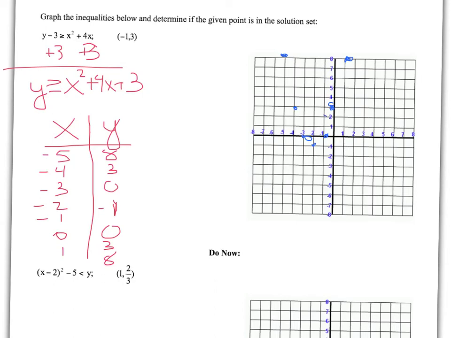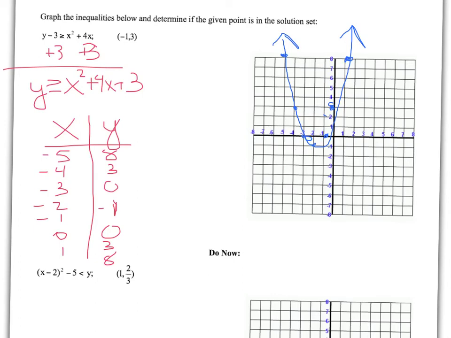Since this symbol is a greater than or equal to, I will use a solid line. So I'm going to connect my dots with a solid line. Now I have to determine, do I shade inside or outside of the parabola? You pick a test point. I can see one point inside the parabola for sure is the point -2, 0. It's right there.